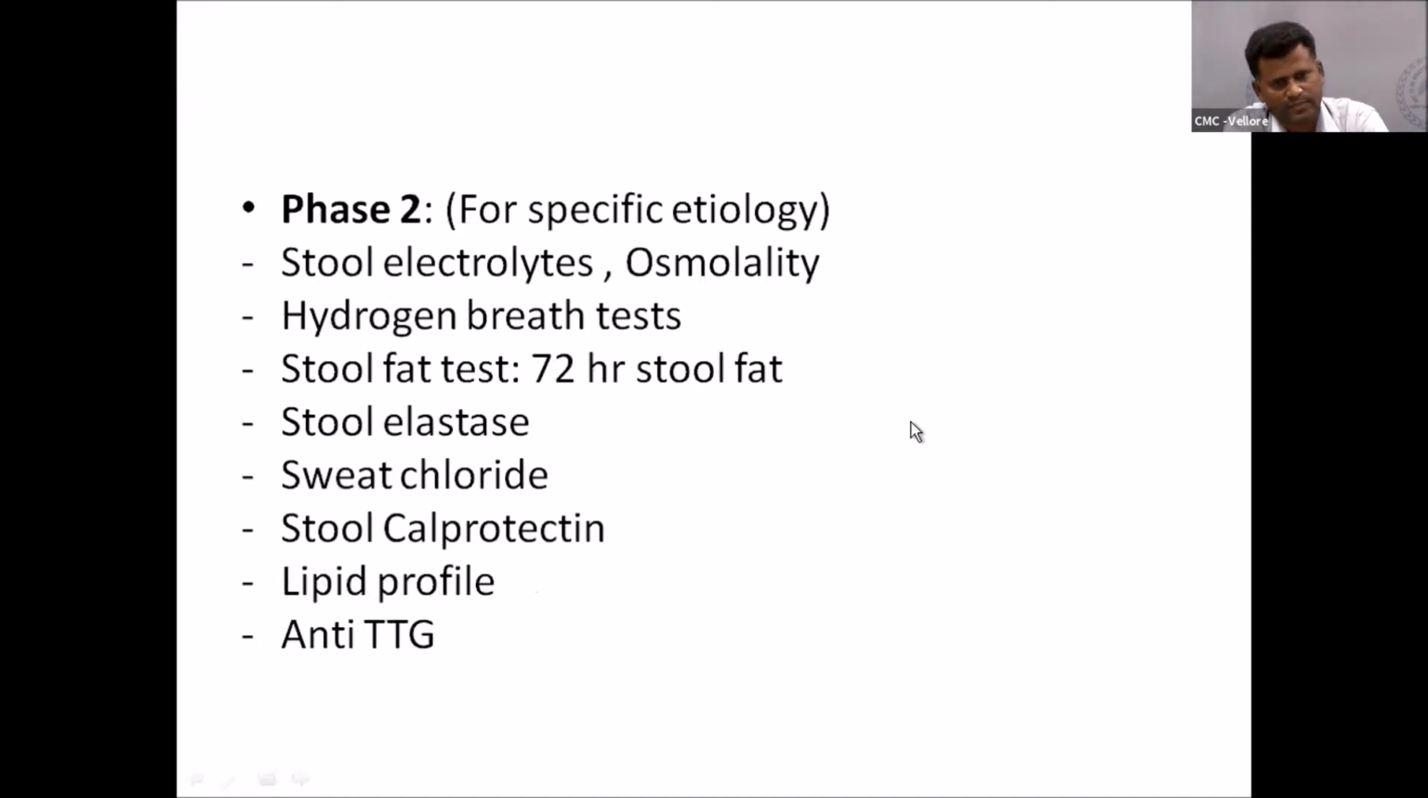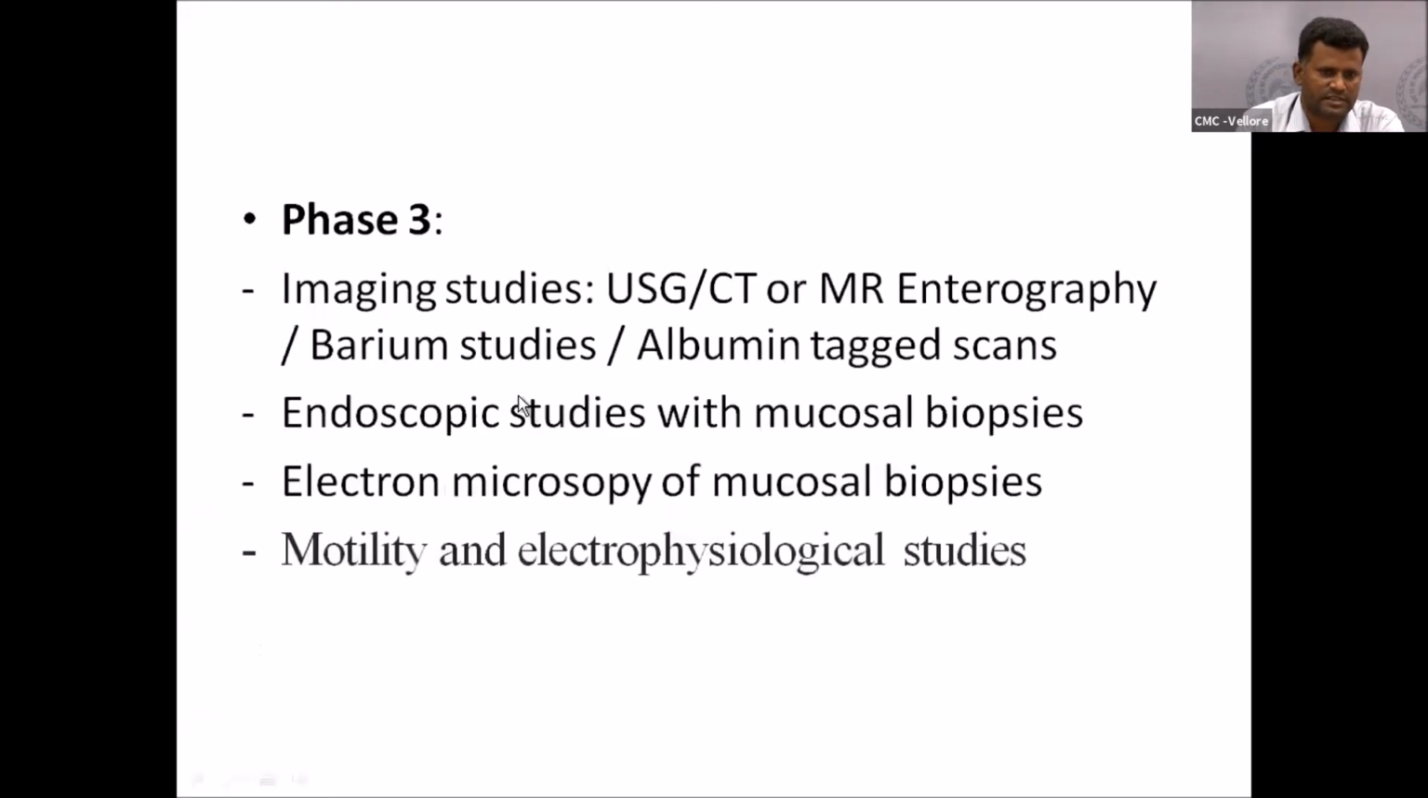And coming to the second line investigations, more towards specific etiology. We have to do a hydrogen breath test to look for any food intolerance, mainly lactose intolerance. The 72-hour stool fat test is not very practical, but it's a very good test. Stool elastase will tell us whether it's pancreatic insufficiency, and sweat chlorides to rule out cystic fibrosis, stool calprotectin for IBD, and lipid profile mainly in abetalipoproteinemia, where there will be hypotriglyceridemia and hypocholesterolemia. So all these things can be addressed. And anti-DGP to look for celiac disease. This is the second phase of investigations.